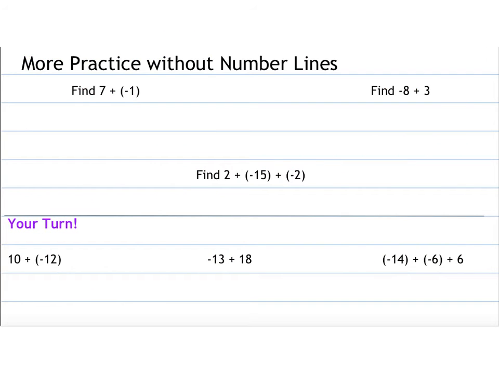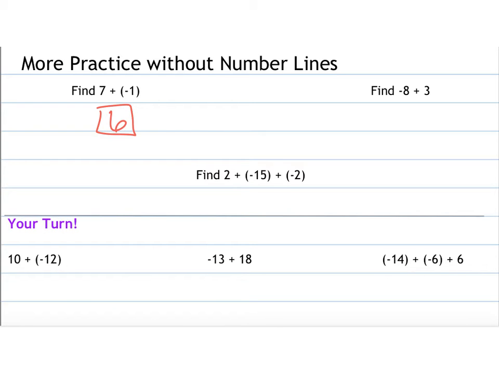Okay, so more for us to try without using a number line, just trying to follow those rules. So we have 7 plus negative 1. So signs are different, so subtract. Well, 7 minus 1 is 6. And then I ask myself, do I have more positives or do I have more negatives? Since I have more positives, my answer is positive.